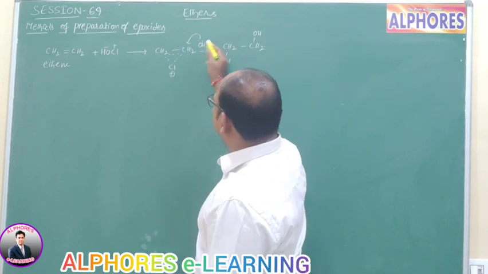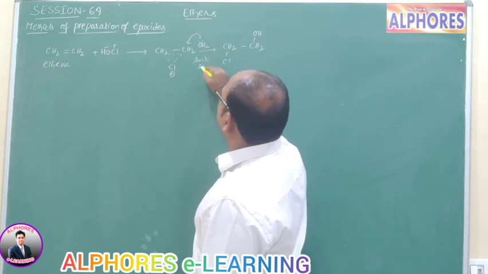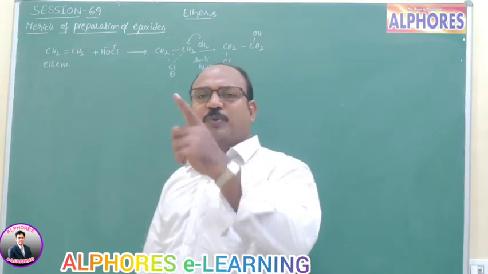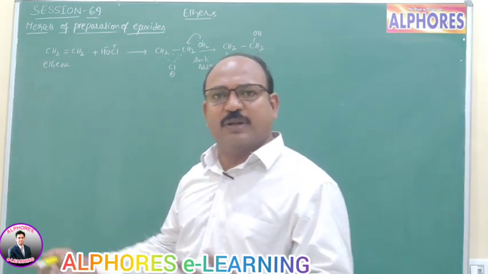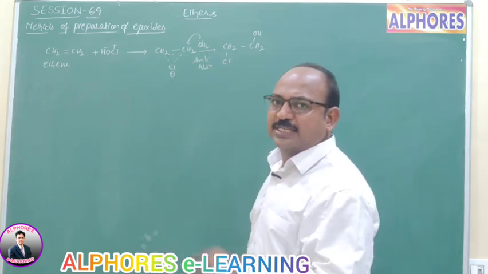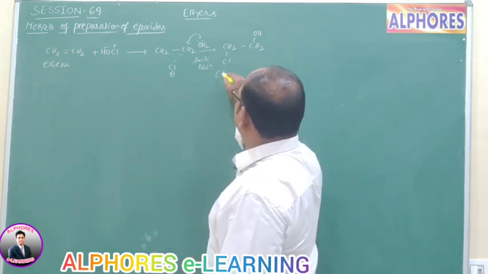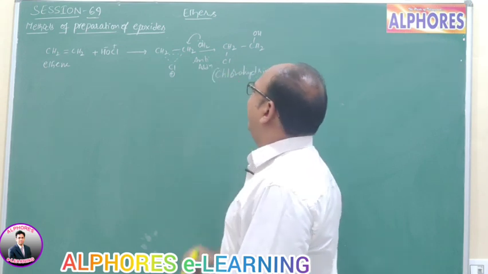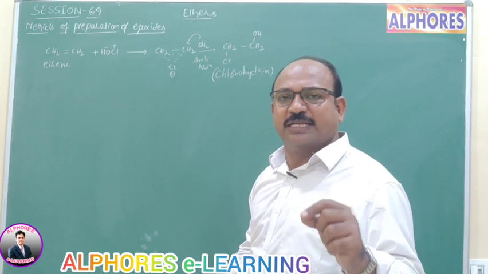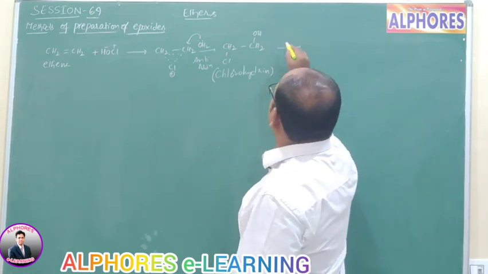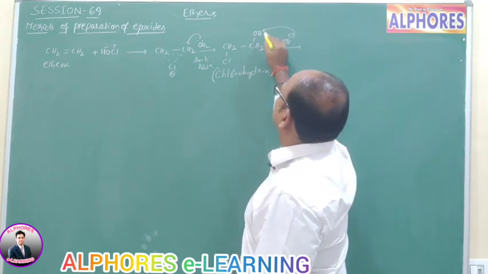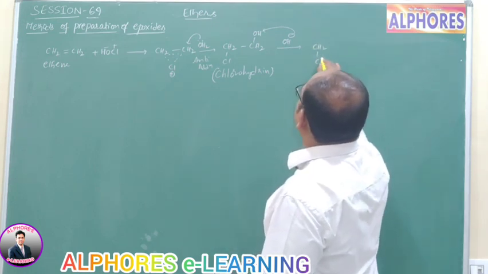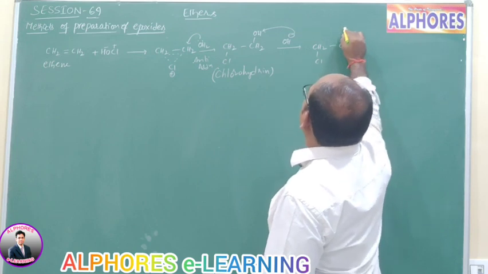CH2OH. So the addition is anti-addition. Cl approaches from one side and the OH group, that means the water molecule, approaches from the other side. So overall the addition is anti-addition. This is what we call chlorohydrin, also called halohydrin. This chlorohydrin or halohydrin upon reaction with a base, say OH minus, which abstracts the proton of the alcohol, gives CH2Cl and CH2O minus.